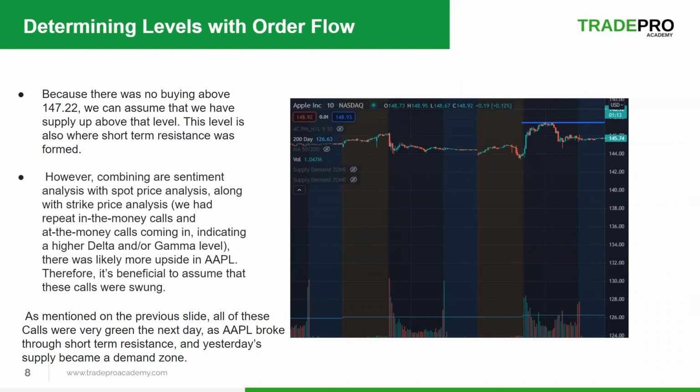However, combining sentiment analysis with spot price analysis, along with strike price analysis, so we had repeat in the money calls and at the money calls coming in, indicating a higher delta and/or gamma level. There was likely more upside in Apple. Therefore, it's beneficial to assume that these calls were swung. So as mentioned on the previous slide, all of these calls were very green the next day as Apple broke through short-term resistance and yesterday's supply became a demand zone.